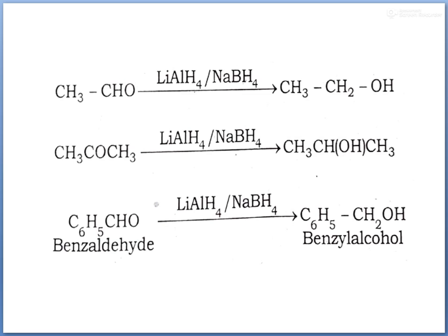These are the reactions shown in your text. In the first reaction, acetaldehyde is reduced using lithium aluminium hydride or sodium borohydride to a primary alcohol, and a ketone, that is acetone, is also reduced to a secondary alcohol using either LiAlH4 or NaBH4. You can also reduce benzaldehyde to benzyl alcohol using either of these reagents.